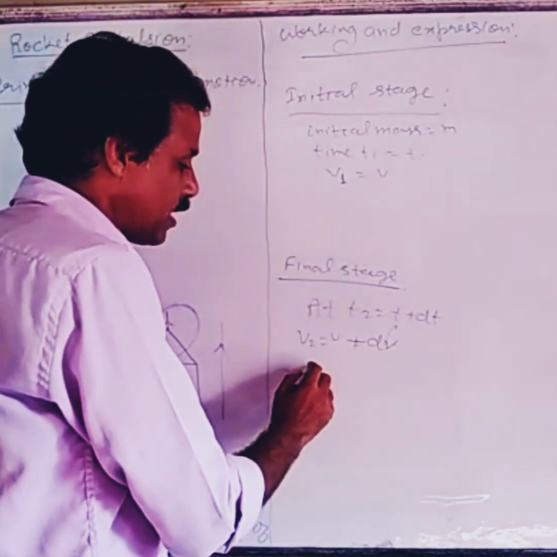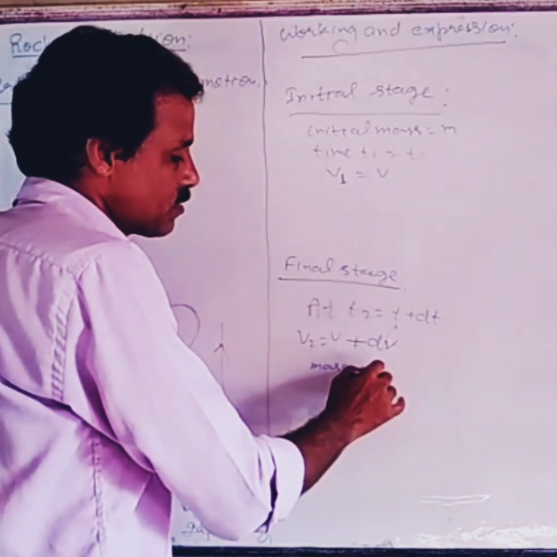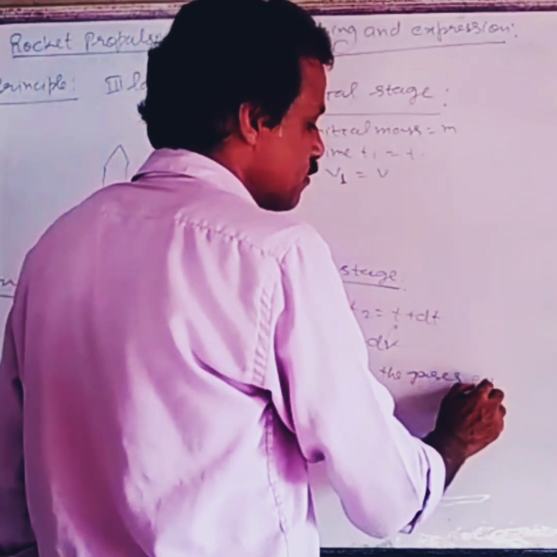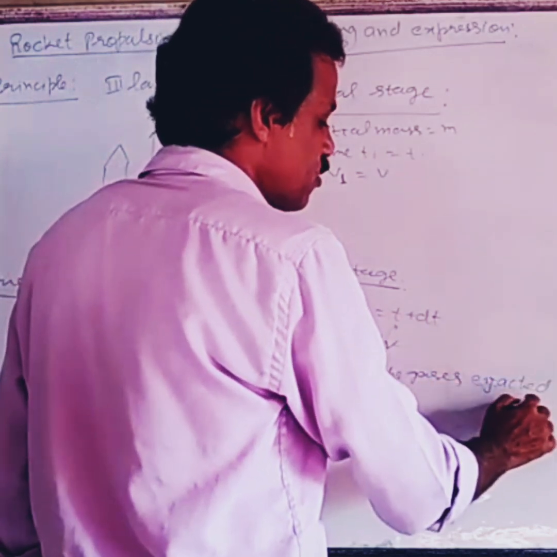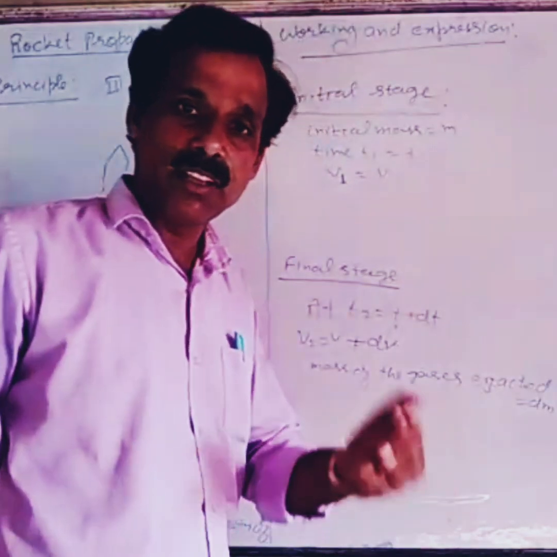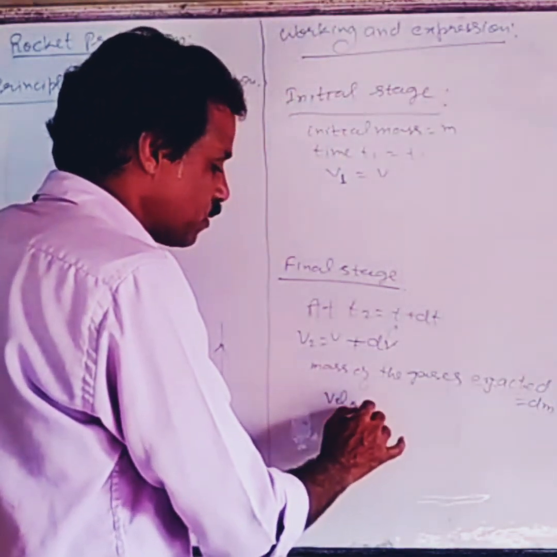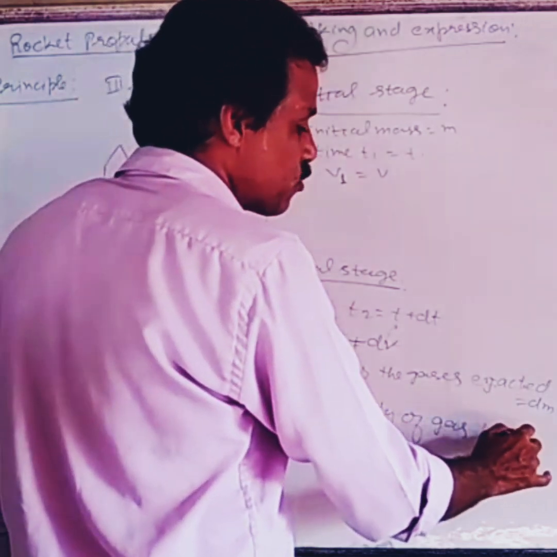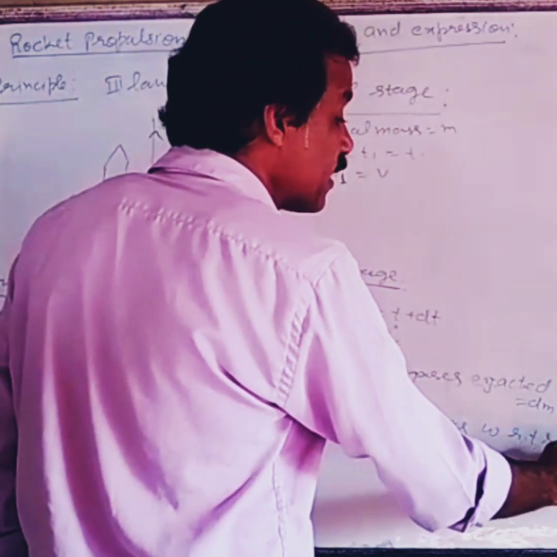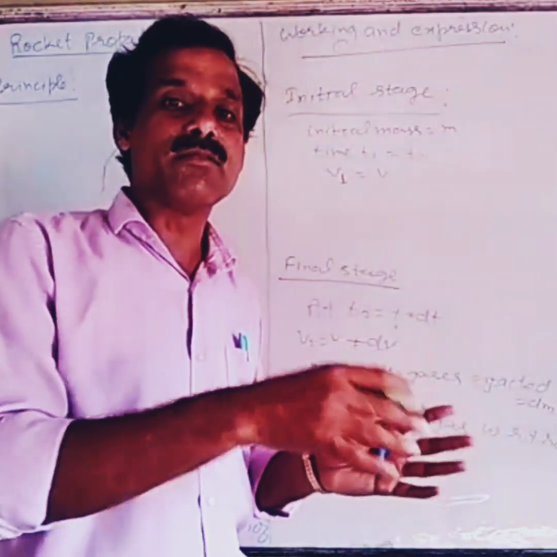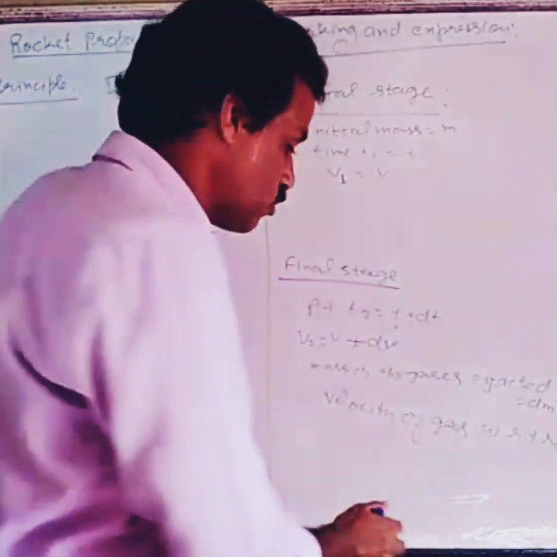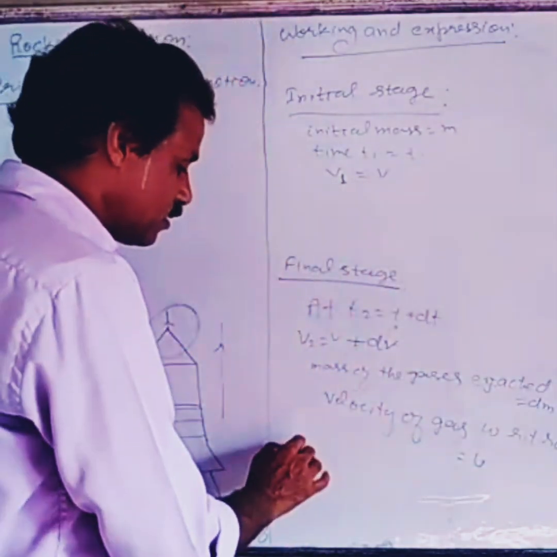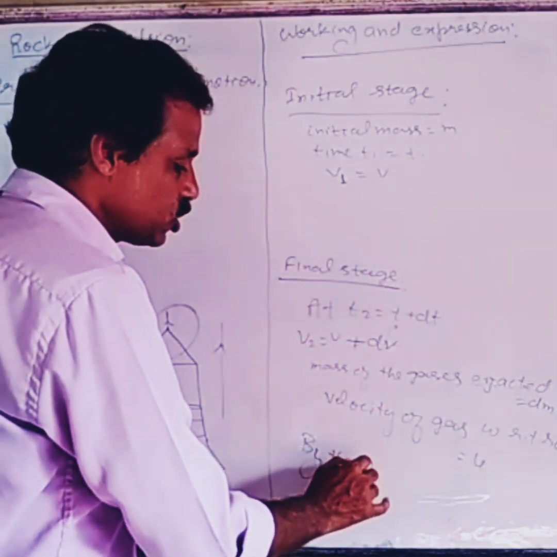And the mass of the gas ejected equals dm. And the velocity of the gas with respect to the rocket, that is, with respect to the traveller, the cosmonaut or astronaut sitting in it, is u. Okay, so by the second law of motion.